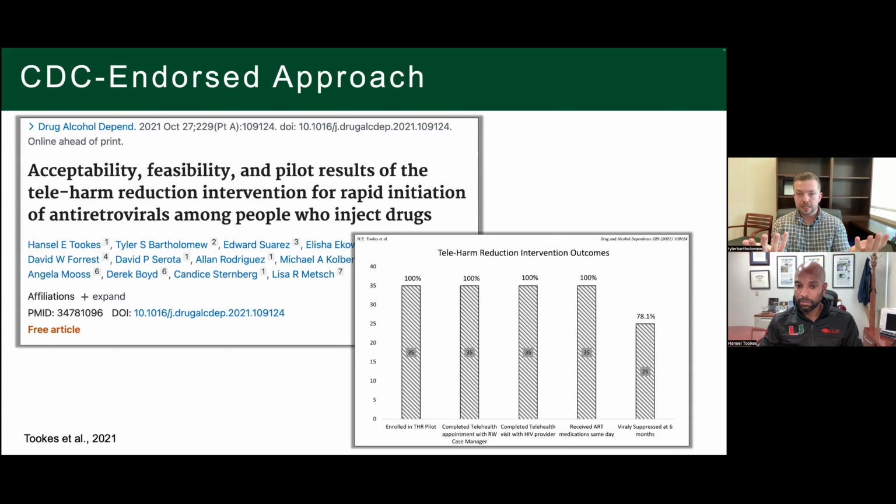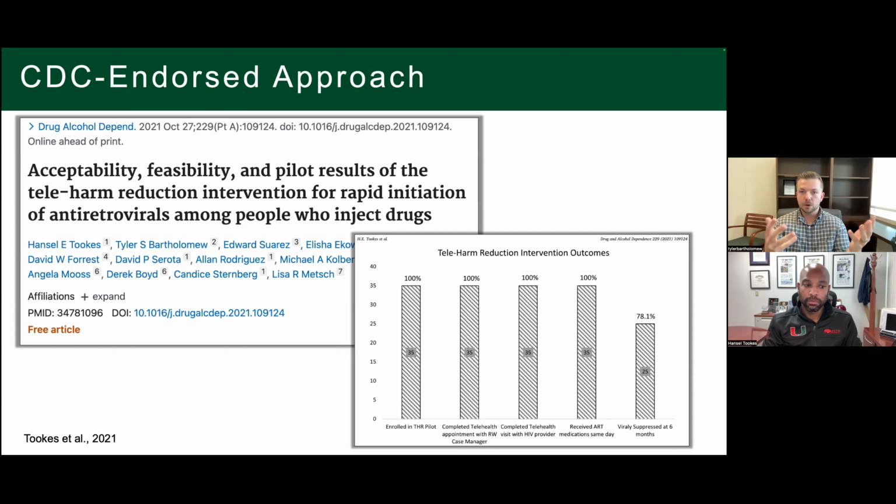But we piloted this intervention and saw that among 35 of our clients living with HIV that engaged in our tele-harm reduction intervention, 78% were actually virally suppressed at 6 months, which, when we look at the research literature, is actually the highest reported viral suppression among people who inject drugs in the United States. And nationally, with new data that was published a few months ago, people who inject drugs fundamentally have the lowest viral suppression among every subpopulation, every group that is disproportionately affected by HIV.